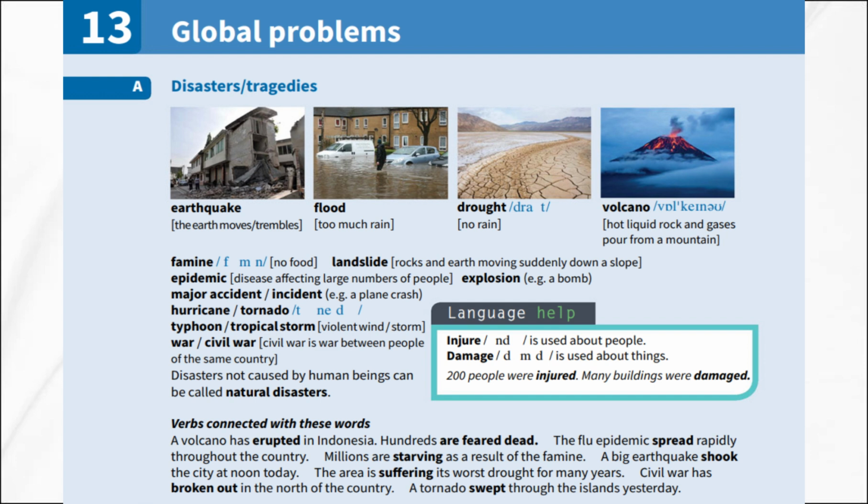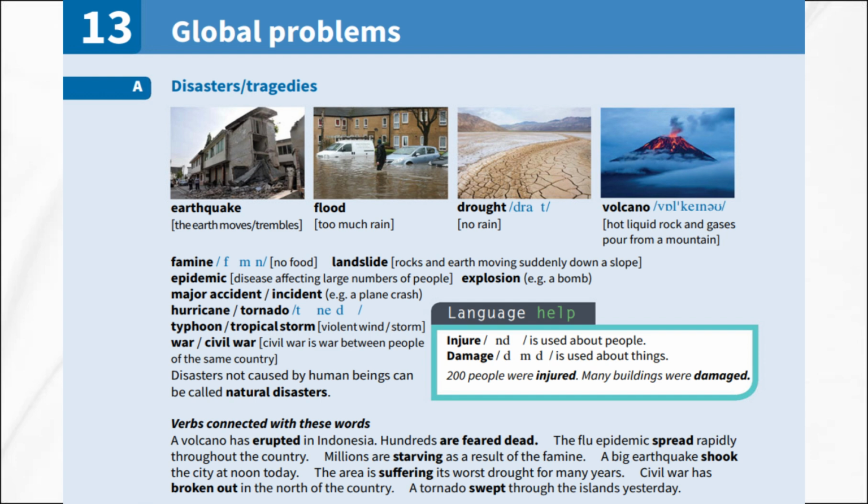A drought is the opposite. It is when there is no rain for a long time. A volcano is when hot liquid rock and gases pour out from a mountain. A famine is when there is no food for a large number of people. A landslide occurs when rocks and earth move suddenly down a slope. An epidemic is a disease that affects large numbers of people. An explosion, for example, a bomb, is also a disaster.